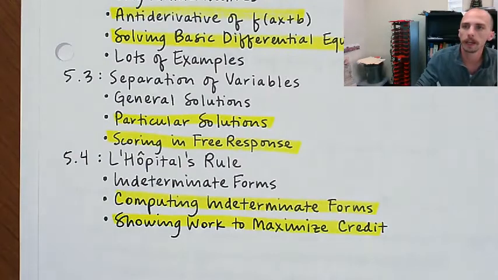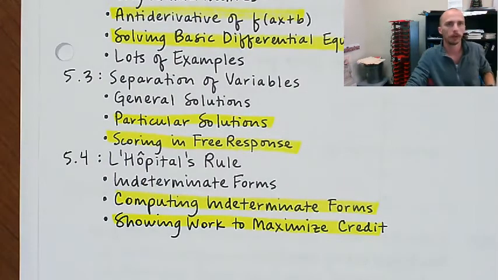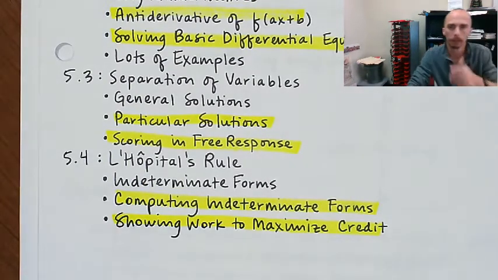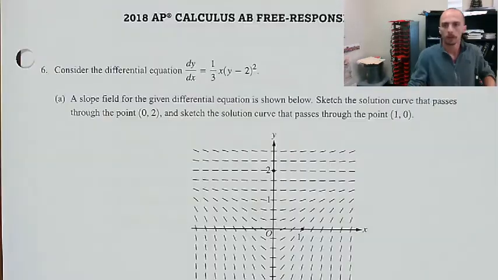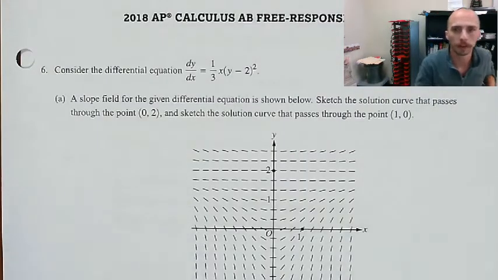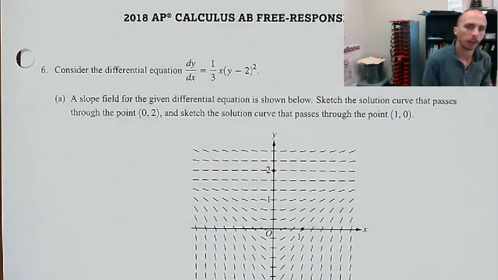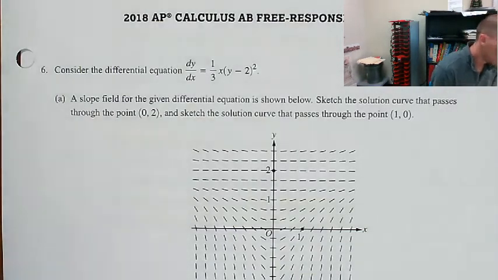So I'm going to bring in a problem that was from the 2018 Calculus AB exam. I'm going to have to print a copy of it first. All right, here we go. 2018, Calculus AB, free response, number 6. Consider a differential equation dy/dx equals 1/3 of x multiplied by y minus 2 squared.